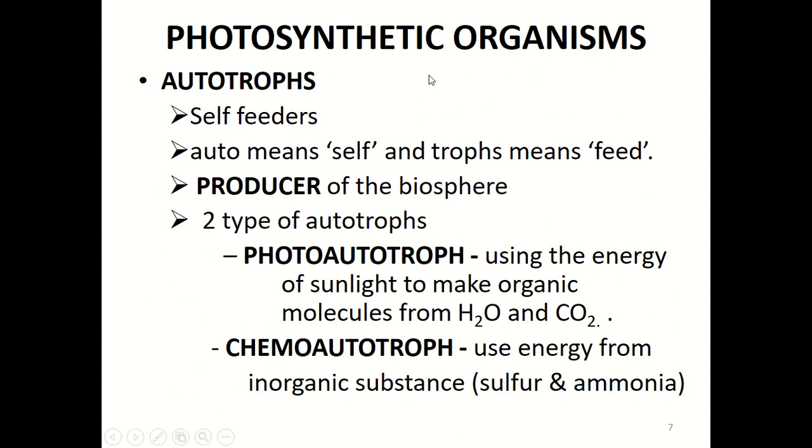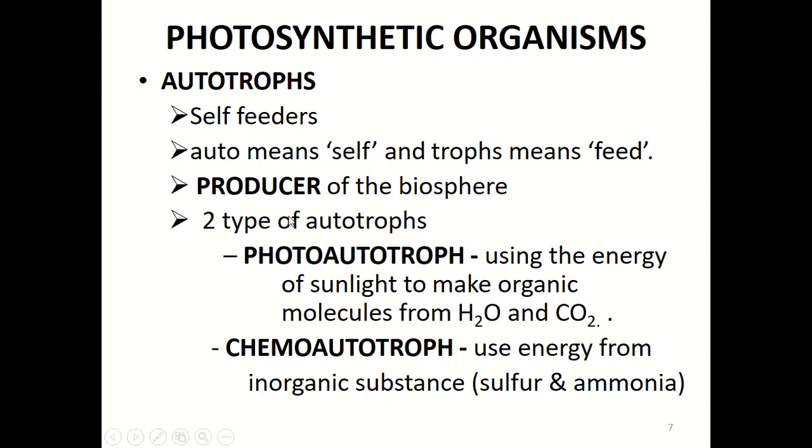Photosynthetic organisms are also known as autotrophs. Autotrophs are self-feeders. Auto means self and troph means feed, meaning they make their own food, and they are the producers of the biosphere, while other organisms are known as consumers.